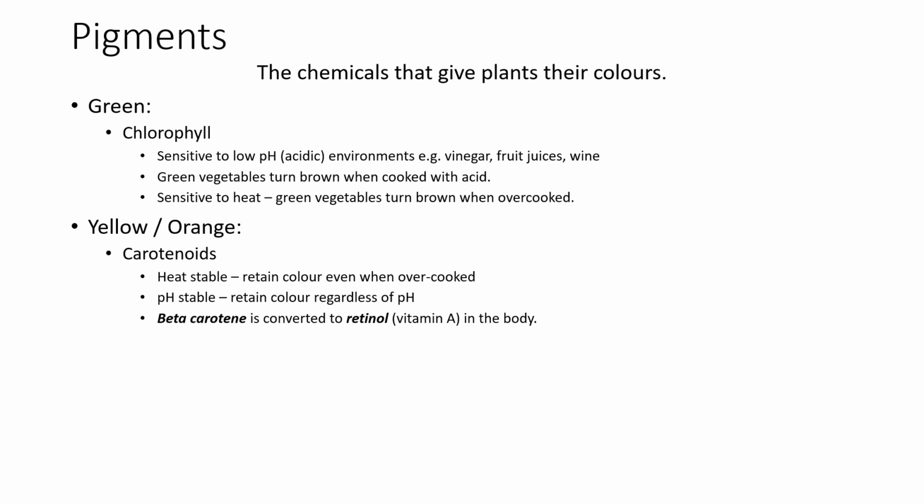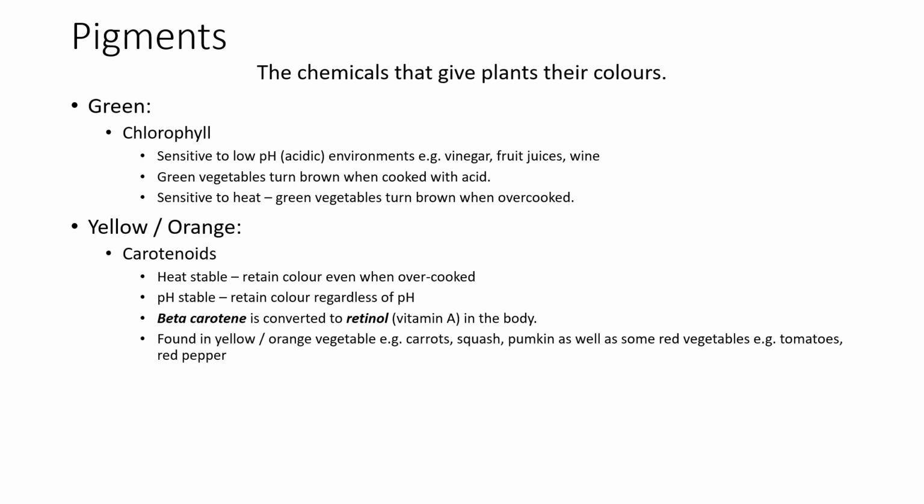The beta carotene is part of this carotenoid, and when we consume vegetables that have this pigment in them, we convert the beta carotene into vitamin A in our body, into retinol. So that's a good thing. We find the carotenoids in yellow-orange vegetables like carrots, squash, pumpkins. As well, we find them in some red vegetables such as tomatoes and red peppers.